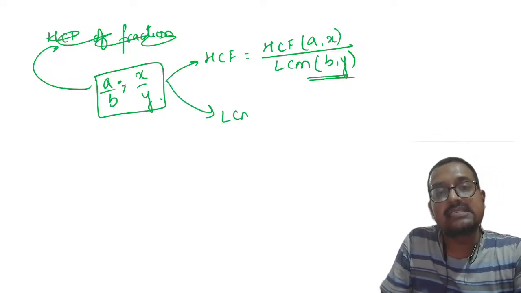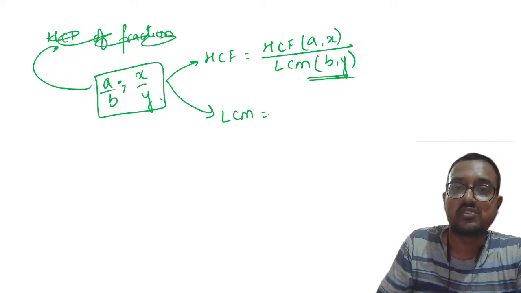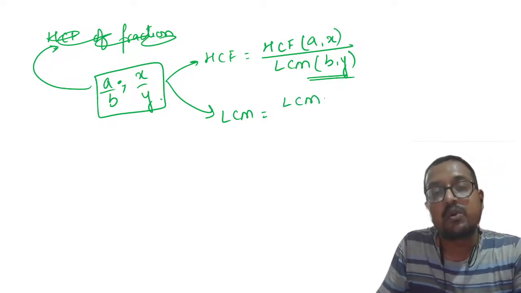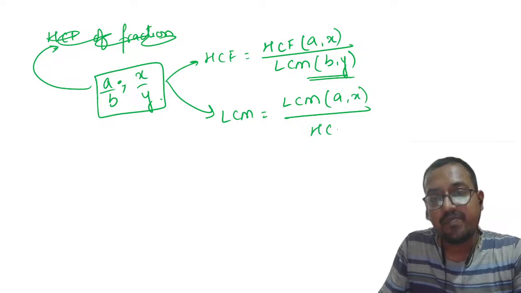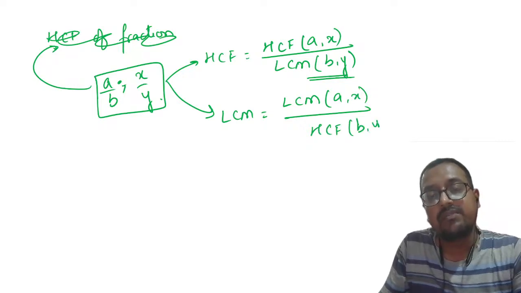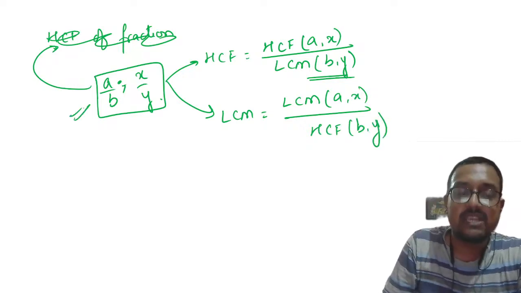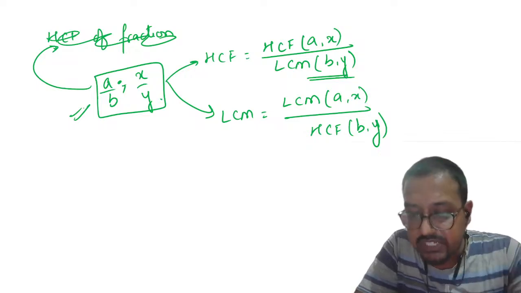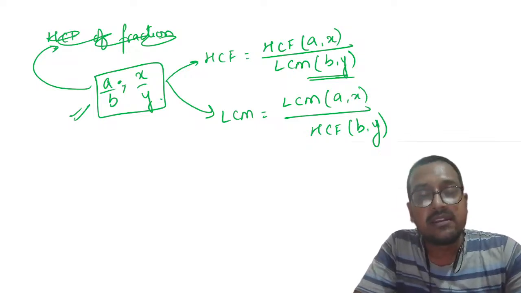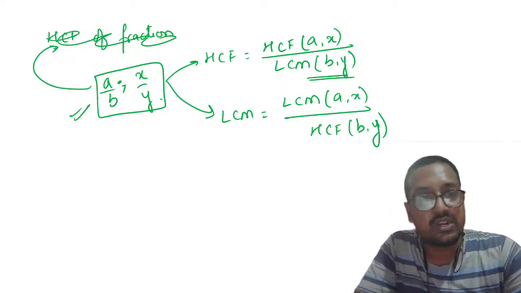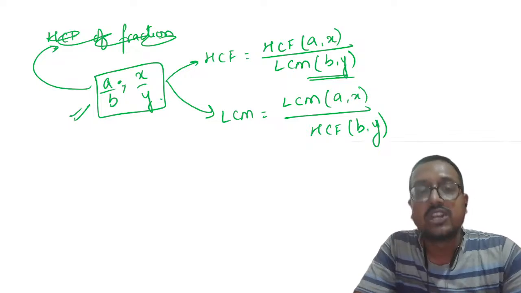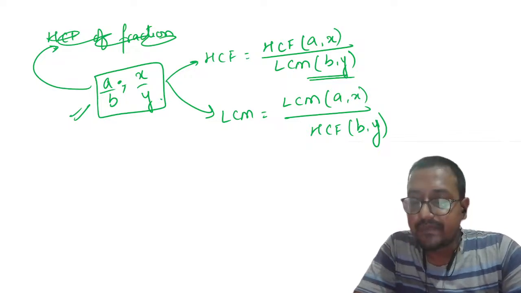In case of LCM, you know that LCM is larger. So what you have to do? In the numerator, put the LCM of a and x upon the HCF of b and y. Understood? Please make sure that you remember these formulas. These are extremely important. And I hope all of you have noted it down. Can we move ahead towards our questions?